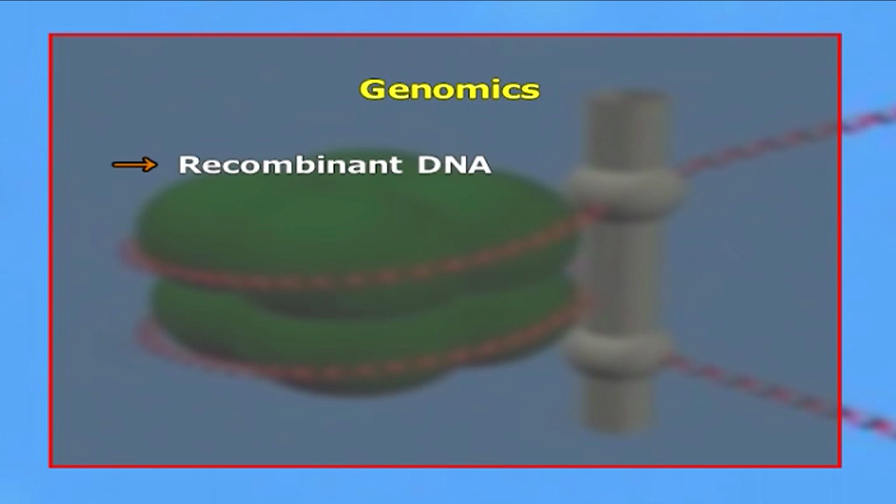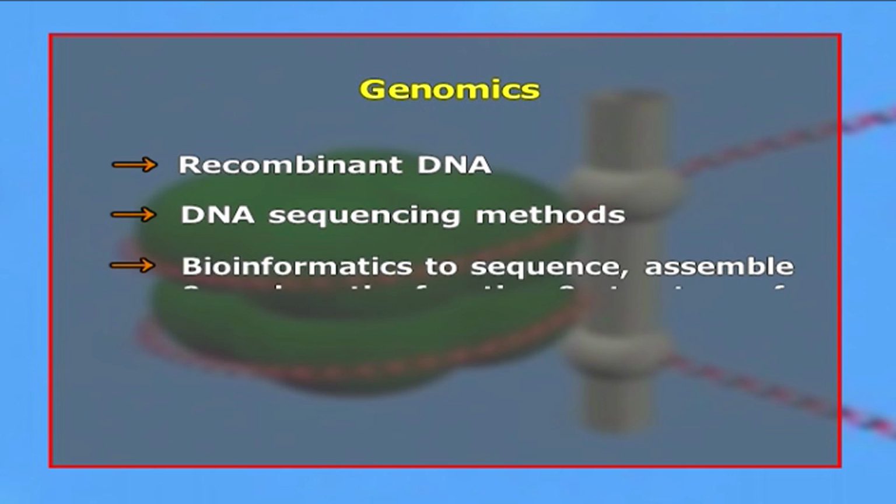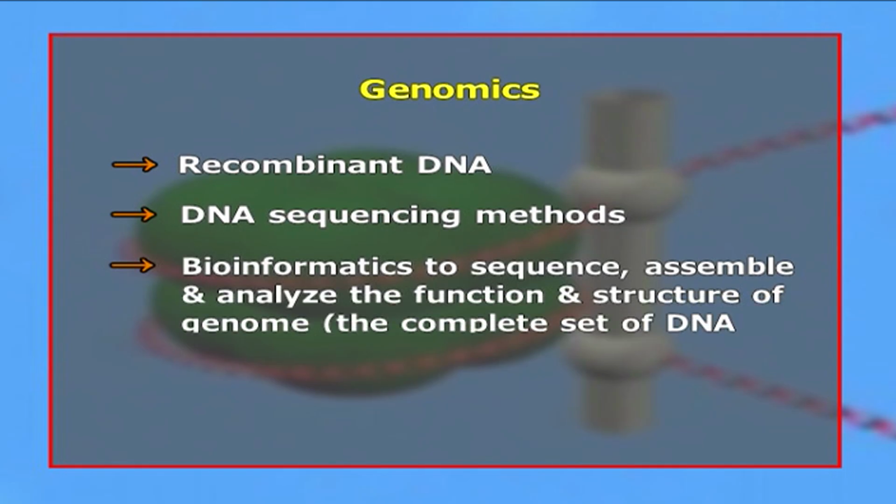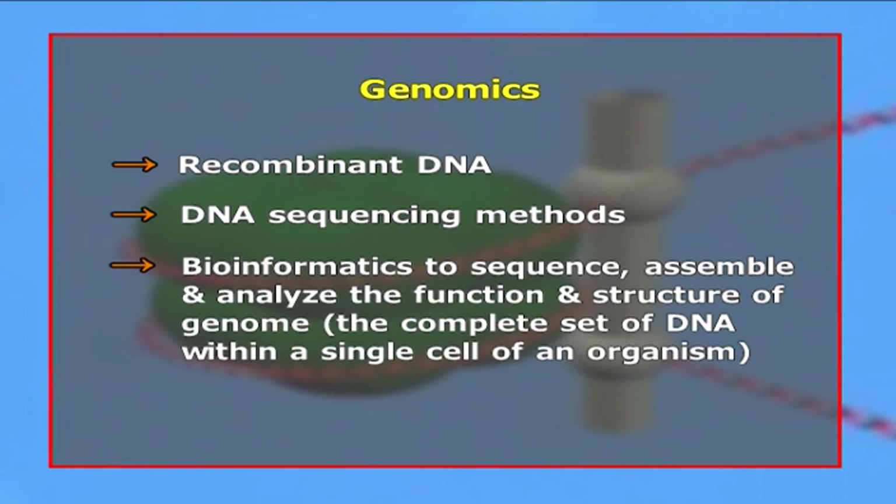Genomics refers to the study of genome in contrast to genetics, which refers to the study of genes and their role in inheritance. Genomics can be considered a discipline in genetics. It applies recombinant DNA, sequencing methods, and bioinformatics to sequence, assemble, and analyze the function and structure of genome, the complete set of DNA within a single cell of an organism.